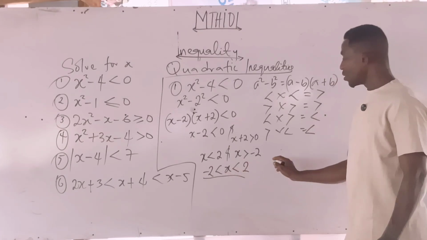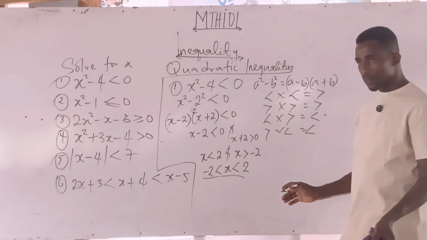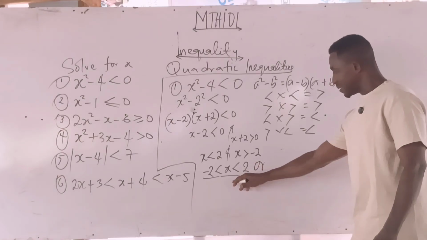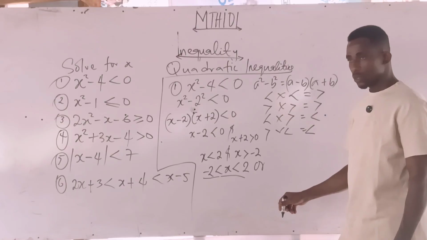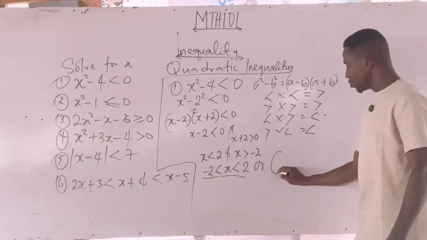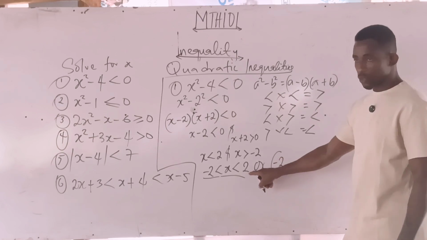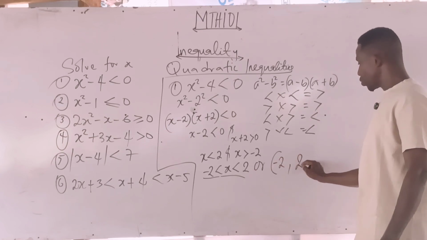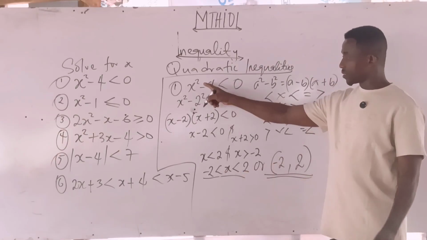Is that clear? Do you remember how we can arrange this in interval form? Are we including minus 2 here? No. You put open bracket. Are we including 2? You put open bracket. So this becomes the answer to this question.